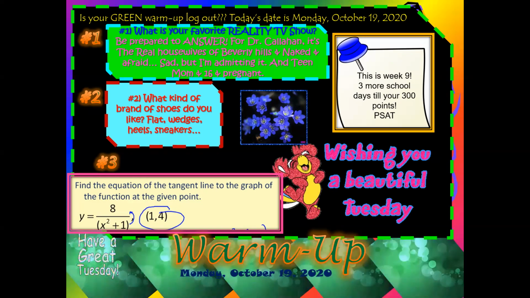All right, let's go ahead and take a look at this question right here. This is a good question to find for the AP test. It asks you to find the equation of the tangent line with the function y equals 8 over x squared plus 1, and they want you to find the equation at (1, 4).